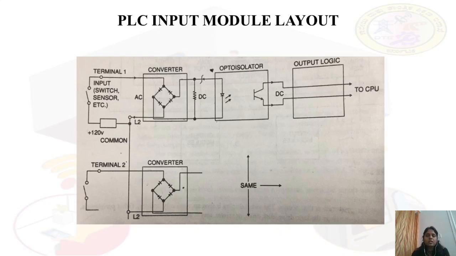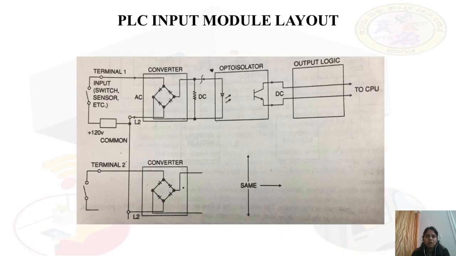Then your input module will sense the signals here. If it is an AC signal, as I have told you, your CPU will accept only low DC voltage. Understood? That is why, if it is AC, you need a conversion to DC. So for AC to DC conversion, what do you need? That is your bridge rectifier. Your bridge rectifier converts from AC to DC. That is why here we have the converter, that is your bridge rectifier.